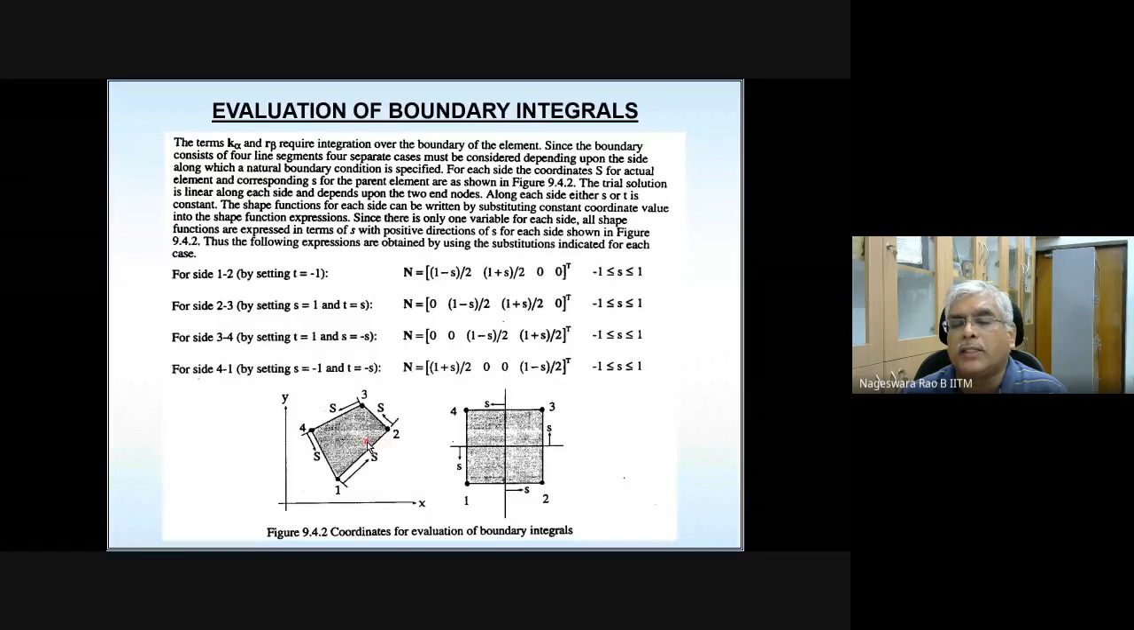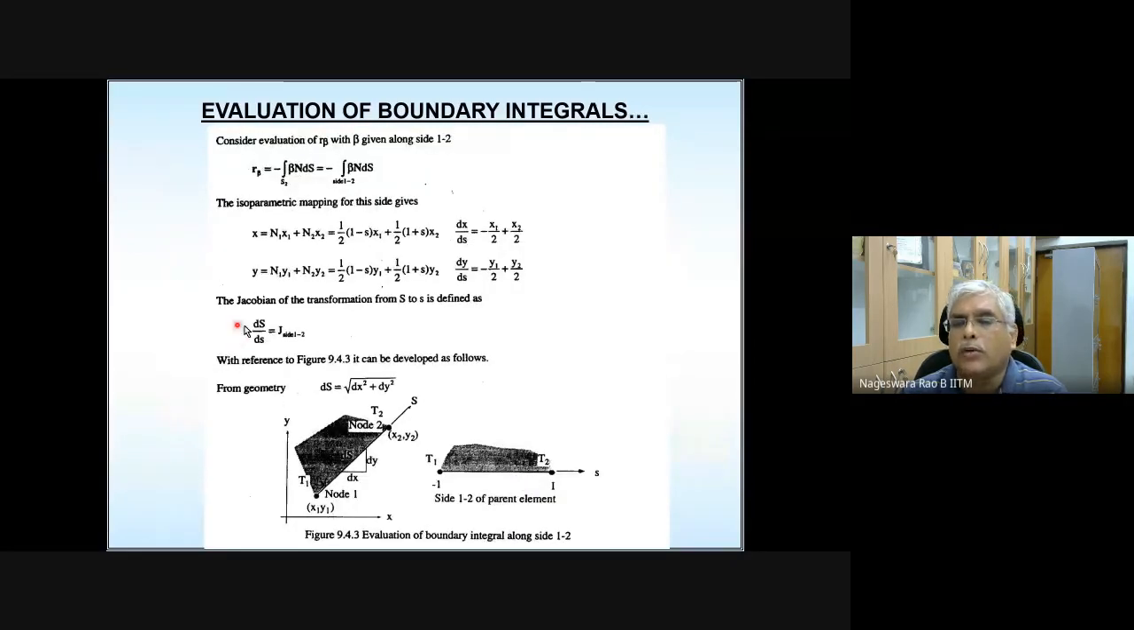So when I say differential element, it is a differential line segment, a small line segment. Capital S is the coordinate or the notation that we are using here. Small s is the notation we are using. If I have a small element dS along this side, it corresponds to ds here. So how is dS related to ds? It is related through the Jacobian.